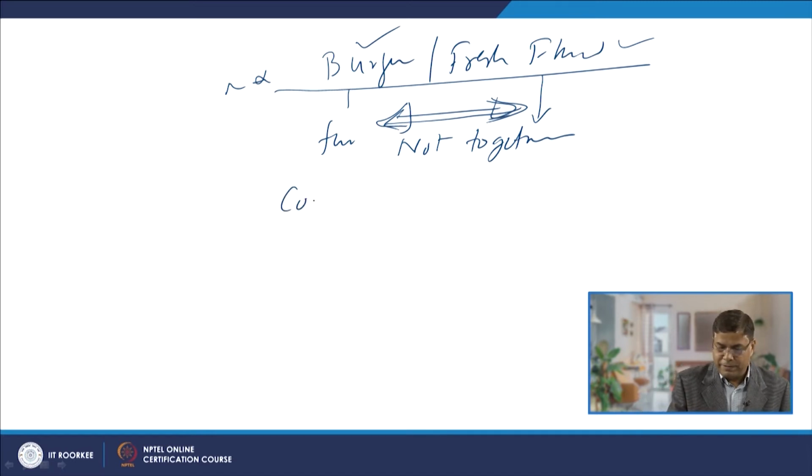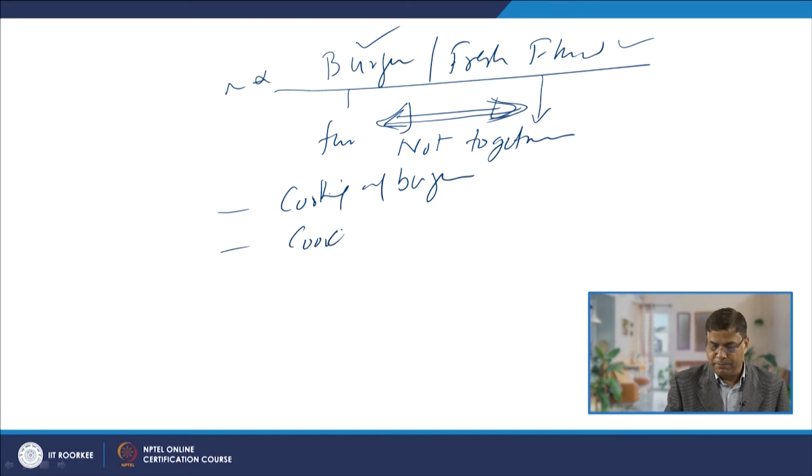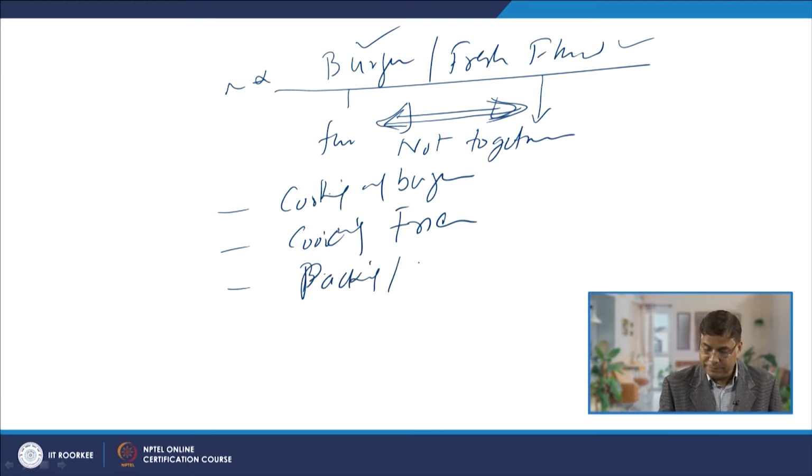So, as far as the list of the centers is concerned: cooking of the burgers, cooking of the French fries, and then it is required to have a corner or center or counter for packing and store.